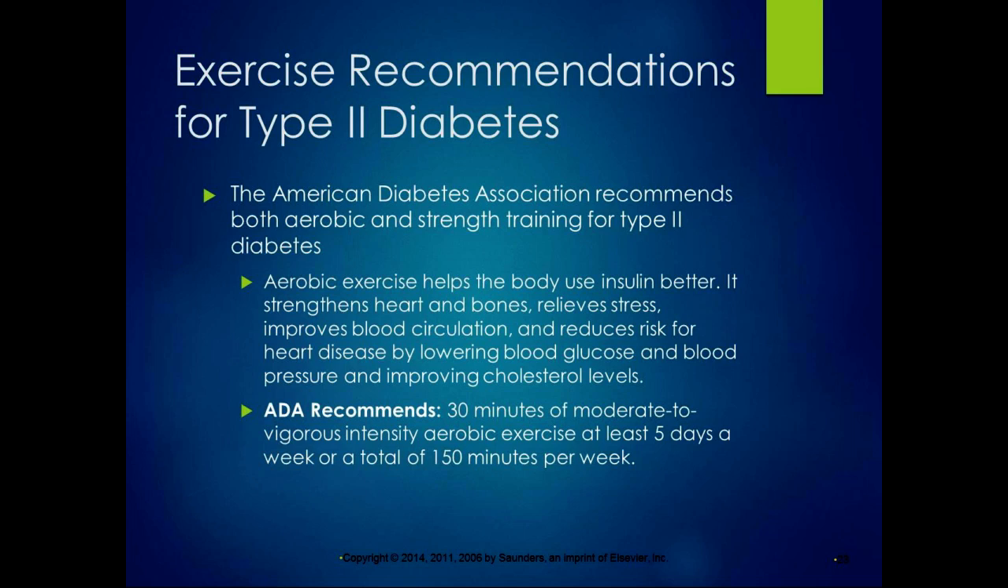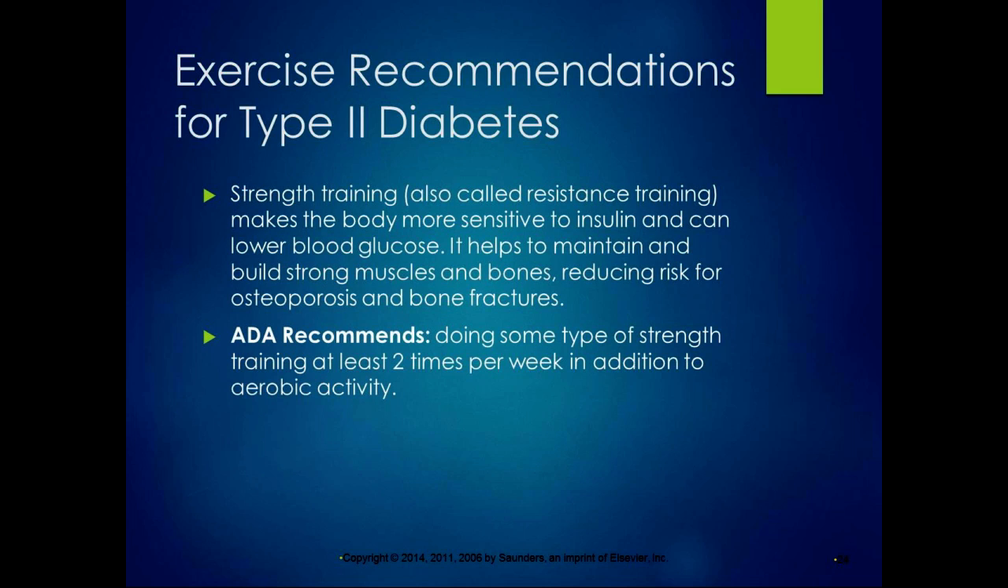So for type 2 diabetes, the American Diabetes Association recommends both aerobic and strength training. Aerobic exercise helps the body use insulin better. It strengthens the heart and bones, it relieves stress, it improves blood circulation, and it reduces the risk for heart disease and those other complications by lowering blood glucose and blood pressure and improving cholesterol levels. So the American Diabetes Association recommends 30 minutes of moderate to vigorous aerobic exercise at least 5 days a week, or a total of 150 minutes per week.